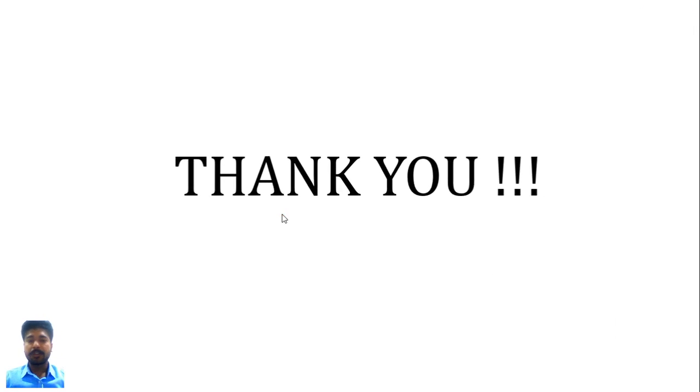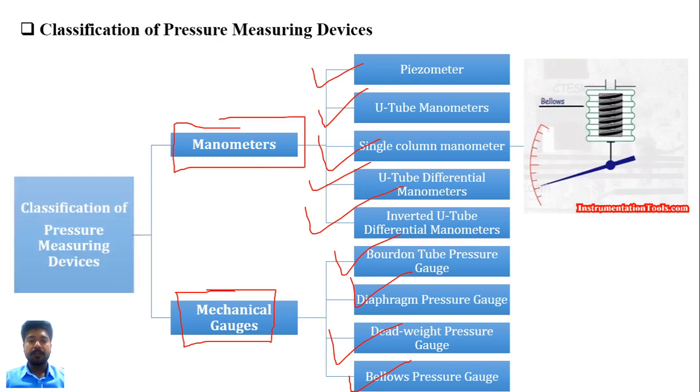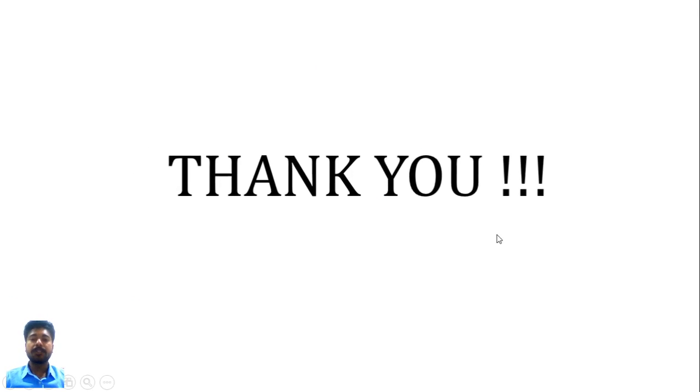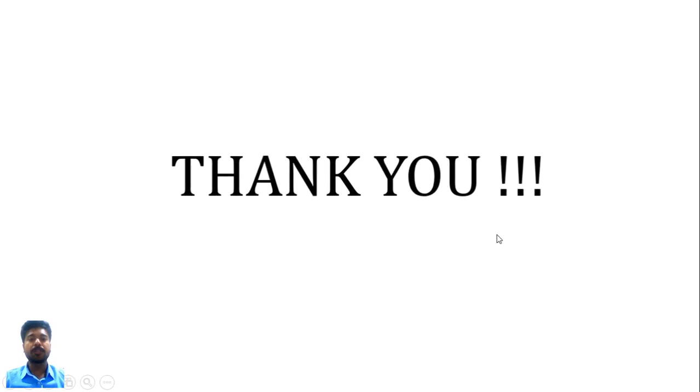So thank you. That was all about our today's lecture. You have to write down these four types of pressure gauges which we covered today. First one is the bourdon tube pressure gauge, diaphragm pressure gauge, dead weight pressure gauge, and bellows pressure gauge. Write down these four of them, also with a neat sketch, and submit this task to your Google Classroom. Thank you.